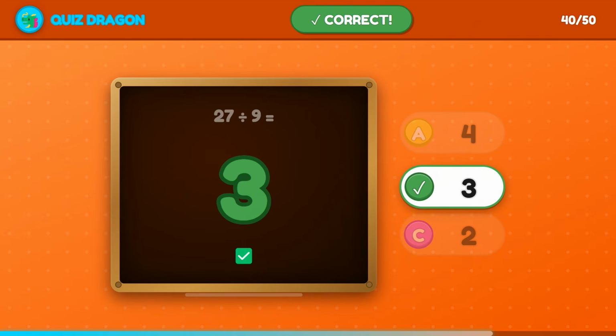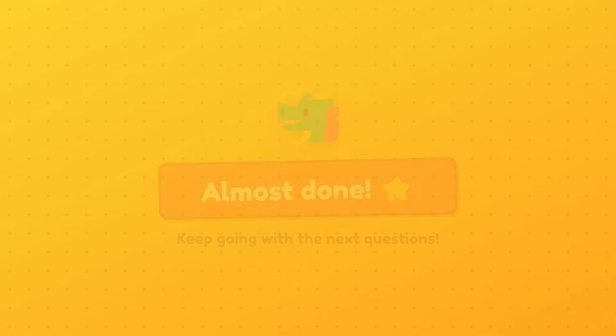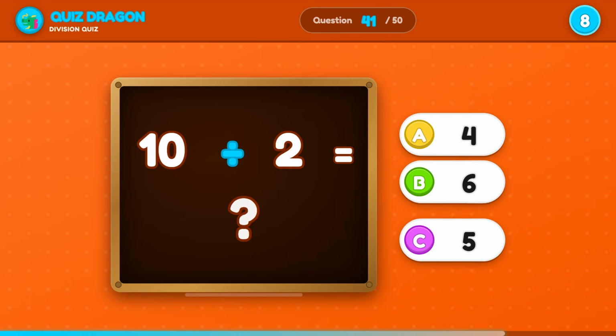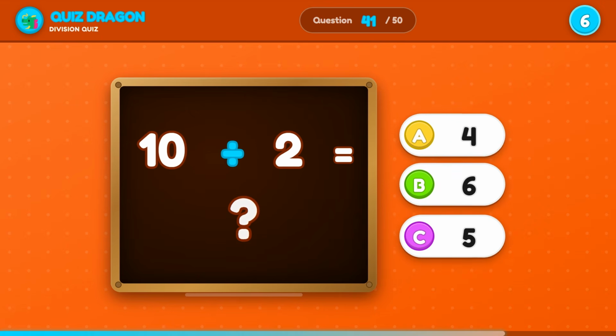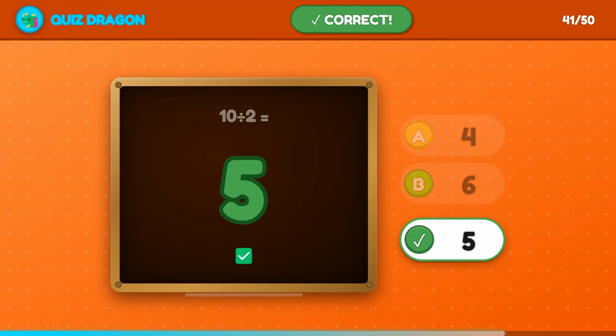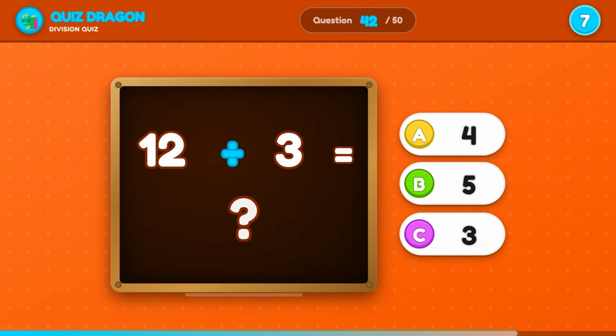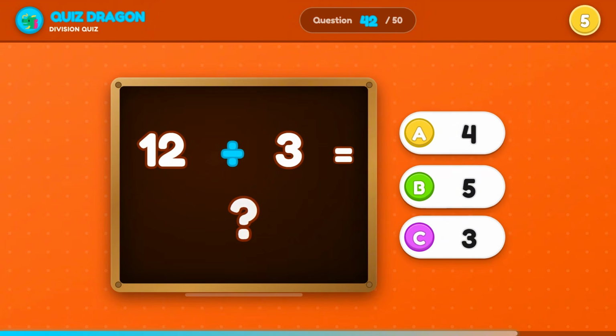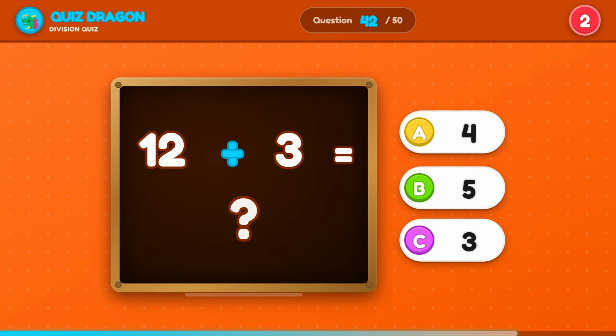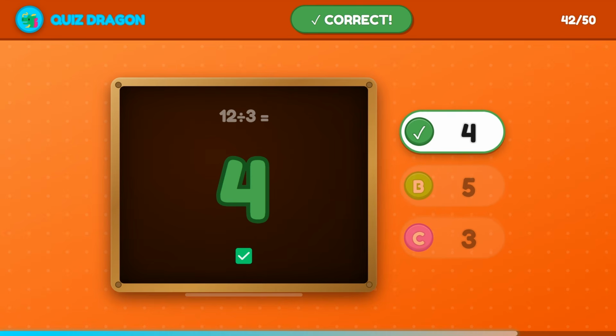The correct answer is B, 3. Almost done. Keep going. Question 41. What is 10 divided by 2? The correct answer is C, 5. Question 42. What is 12 divided by 3? The correct answer is A, 4.